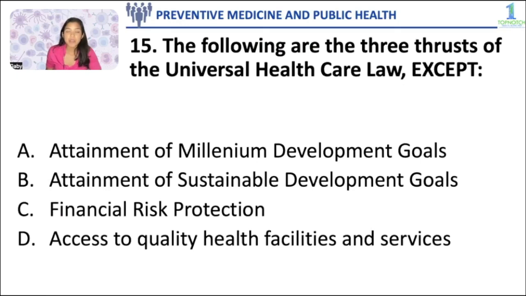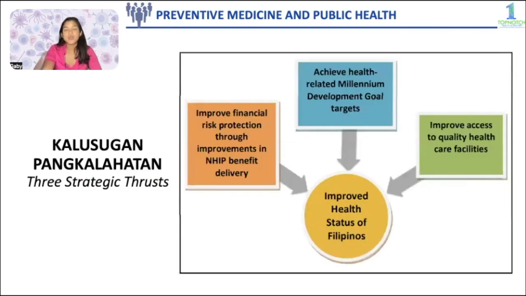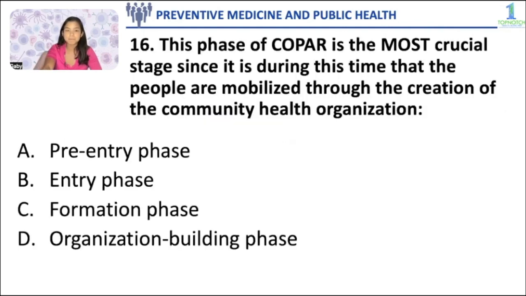The following are the 3 thrusts of the Universal Healthcare Law, except attainment of the MDGs, attainment of the SDGs, financial risk protection, and access to quality health facilities and services. The answer is except letter B. So the 3 thrusts of the UHC law or the kalusugang pangkalahatan are, number 1, to improve financial risk, to achieve Millennium Development Goals, and to improve access to quality healthcare facilities. So they believe that by implementing these 3 thrusts towards kalusugang pangkalahatan, we can get an improved health status of all Filipinos.